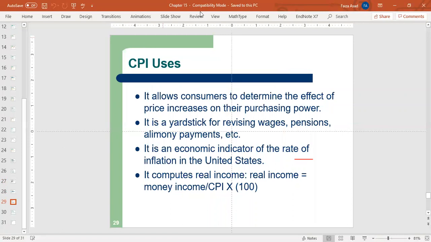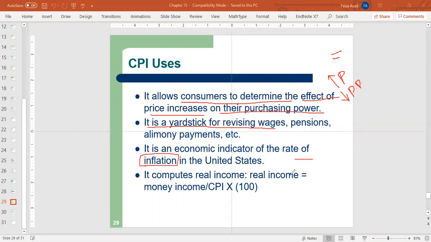So what are the CPI uses? CPI is the consumer price index, which we discussed in a previous slide. It follows the consumer to determine the effect of price increases on their purchasing power. If the price increases, the purchasing power will decrease. It is a yardstick for revising wages, pensions, and alimony payments, etc. We can measure the change in prices between the current year and the previous year. So it is an economic indicator of the rate of inflation; it can measure or track the inflation rate.